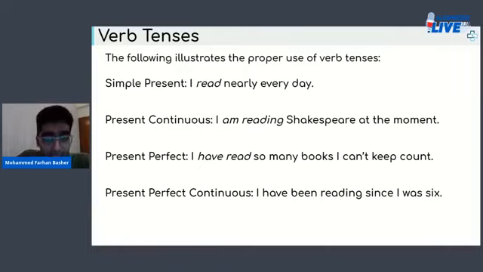Okay, so I have been reading since I was 6 years old. I have been teaching English professionally since 2009, or I have been studying in this college for the last 4 years, or I have been driving for the last 5 years, or I have been married for the last 8 years. Whichever action or state of verb or situation you want to talk about, you can do so in the present perfect continuous tense as long as that action is still present, as long as that action is still ongoing. You follow? Okay. All right.